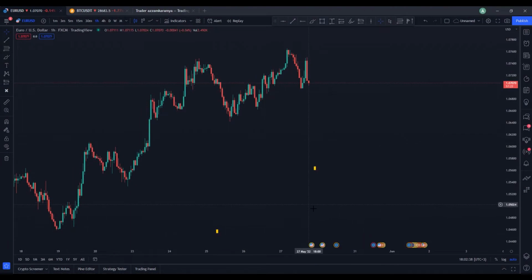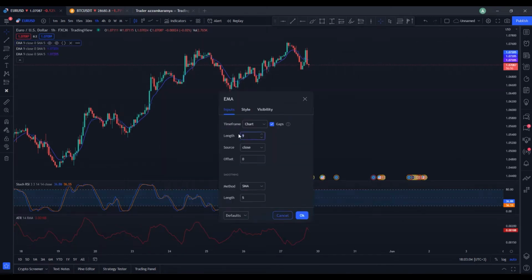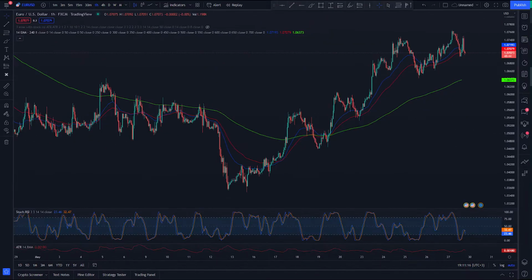This strategy includes 5 free TradingView indicators: stochastic RSI set on default settings, ATR, 50 EMA, 14 EMA, and 8 EMA. Now let's go ahead and add them to our chart. Now our strategy is ready. Let's go into the trading rules.